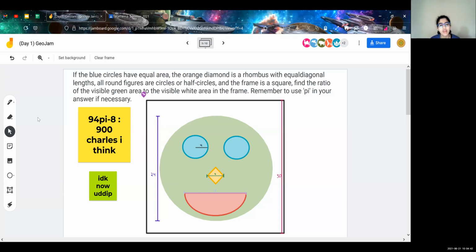Remember, the visible white area is not going to be the whole area of the square, because the visible white area would be the whole area minus the visible green area minus the visible blue area minus the visible orange area minus the visible red area. However, because we know that all of these visible areas besides the green one are inside of the circle, that means we just need to find the area of the circle if there was nothing on top of it and subtract it from the whole area.